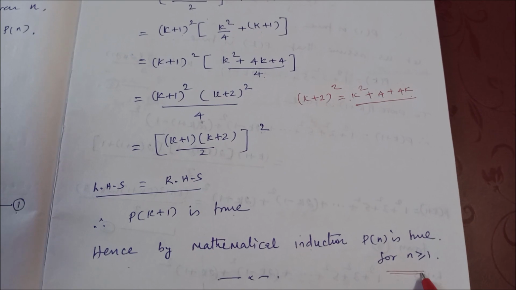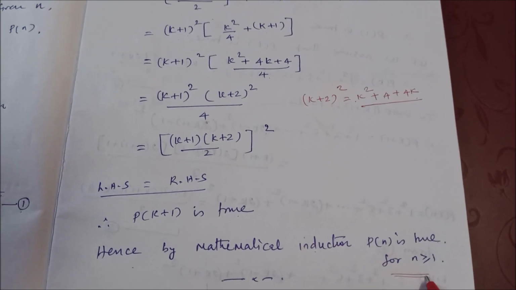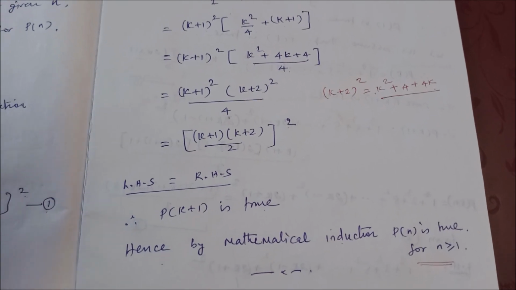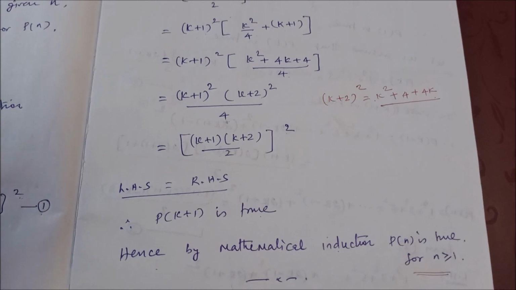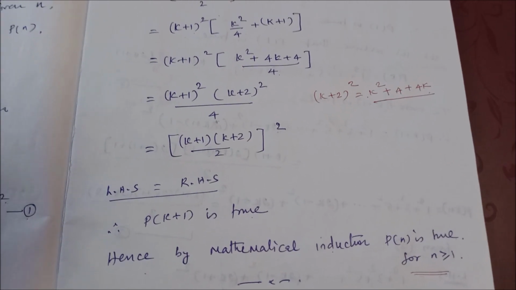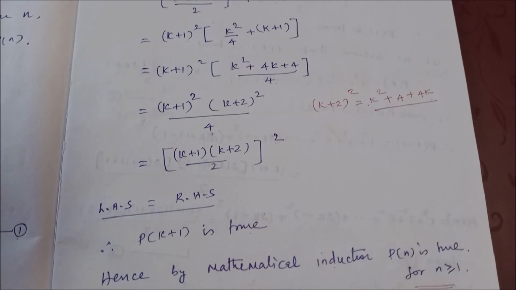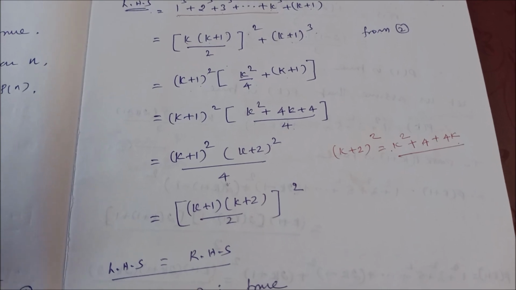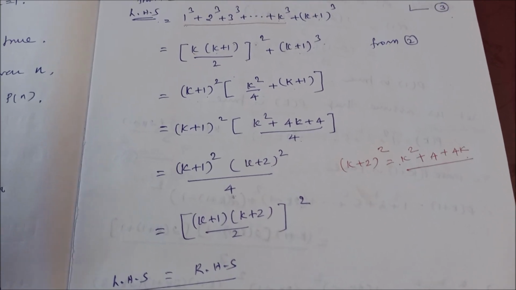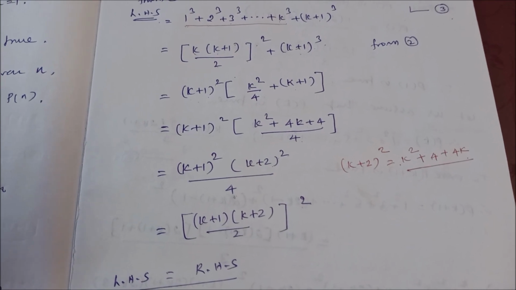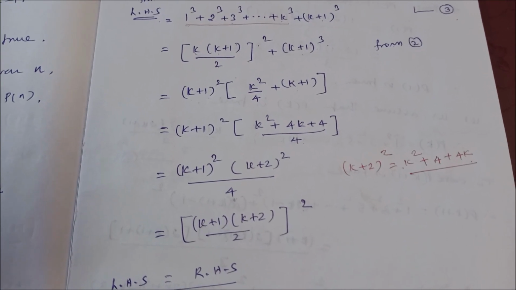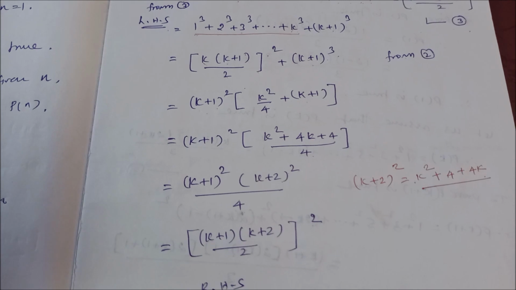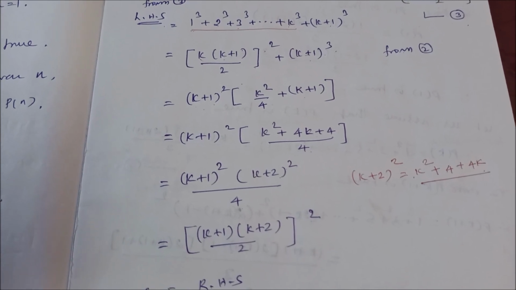Hence by mathematical induction, P(n) is true for n greater than or equal to 1. This is the basic concept for all problems. Use only these steps, no other steps. First, let us take the given problem as P(n). Second, we have to prove n equal to 1 is true. Third, let us assume P(k) is true. Fourth, we have to prove P(k plus 1) is true. No other steps for mathematical induction. For all problems, following these working rule steps, we prove the result.